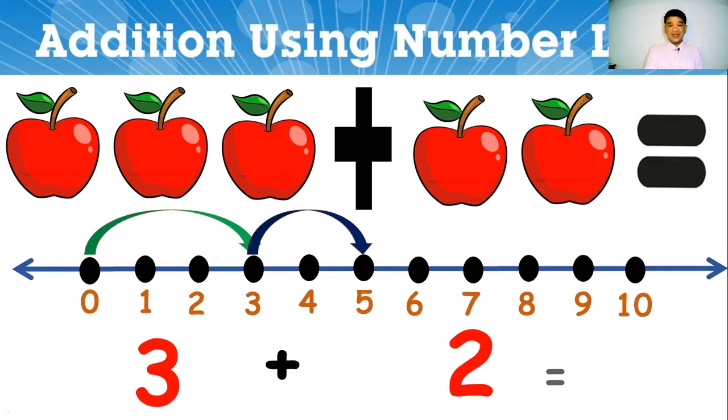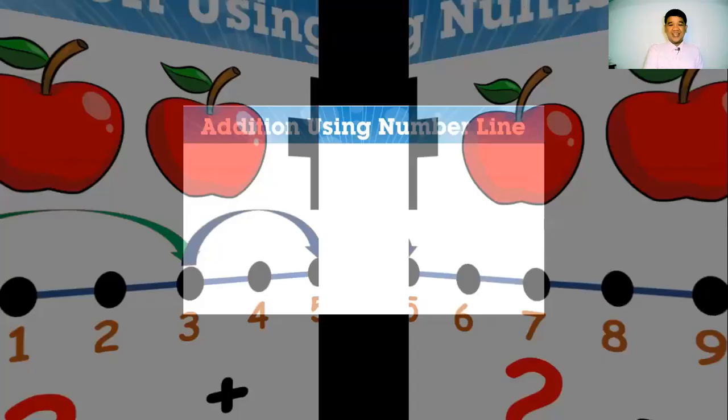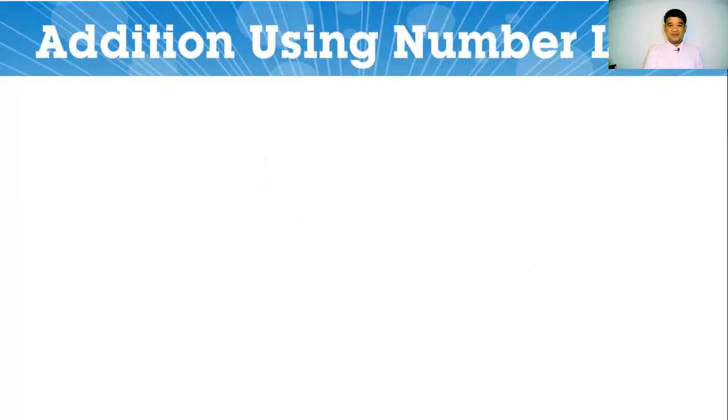Now, the question is, how many apples are there altogether? So the answer must be, there are 5 apples altogether. Okay, again, how many apples are there altogether? So there are 5 apples altogether. You see that? Okay, next, given number 3.